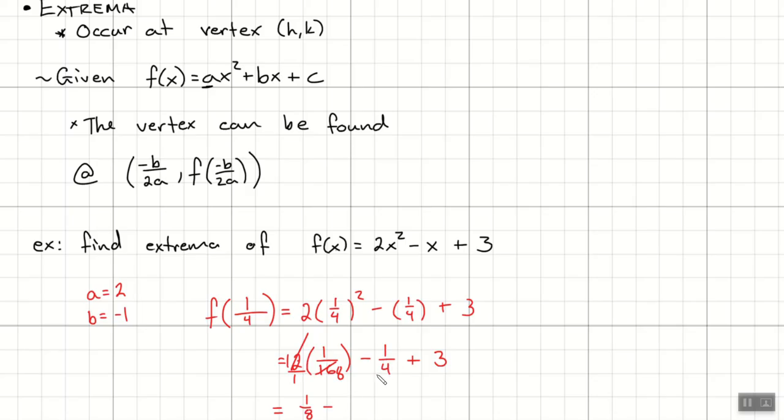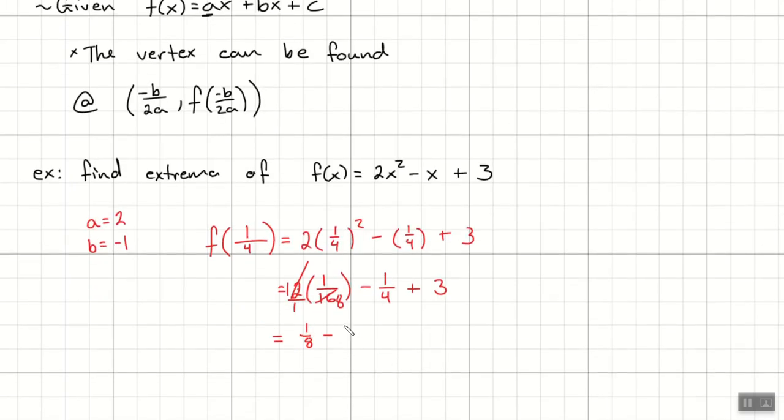How do I change 1/4 to something over 8? 2/8? Plus, how do I make this something over 8? Times 8 over 8, I think it's 24/8. Cool. Last step. They all have an 8 in the numerator, that's easy. What's 1 minus 2? Plus 24. Positive, I believe. Check it out.